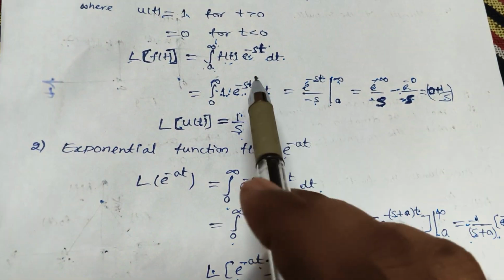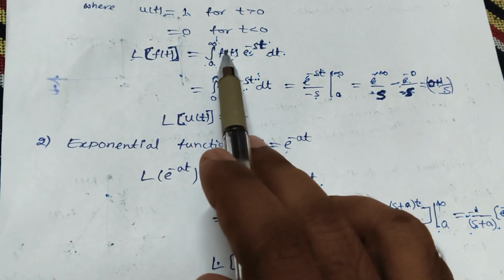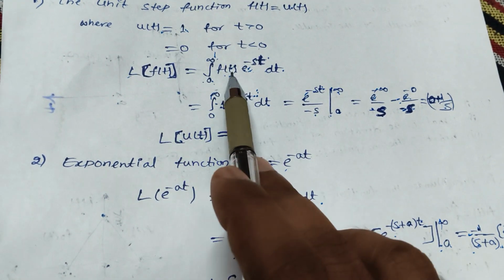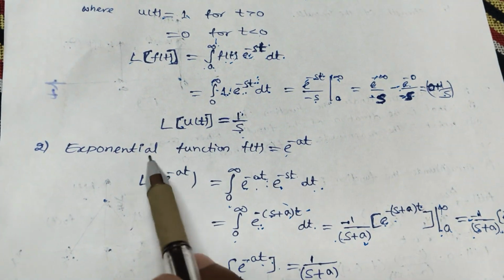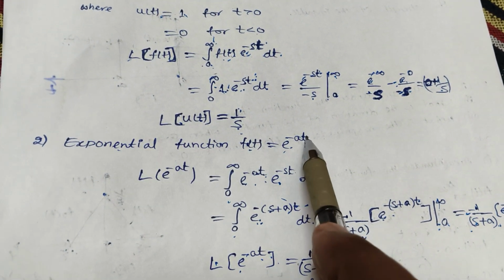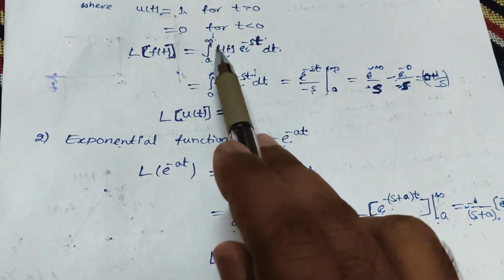Just substitute the function with its mathematical representation. If you want to find out the Laplace transform of unit step function, we have replaced f of t with 1. If you want to find out the Laplace transform of f of t equal to exponential function, e power minus at is substituted in place of f of t, and do the integration, substitute the limits.